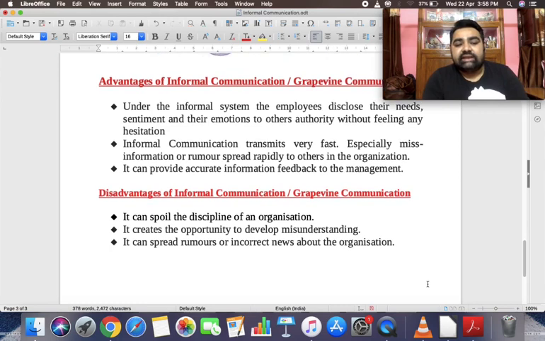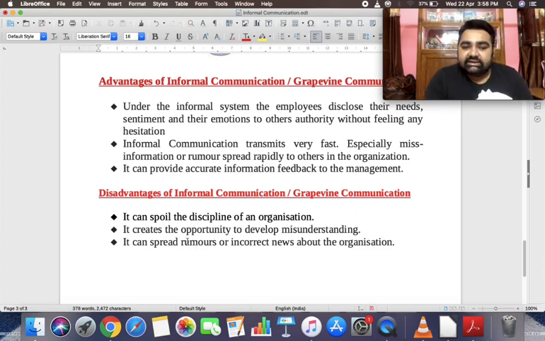Now the disadvantages of informal communication. The first point is, it can spoil the discipline of any organization. So if any kind of rumors spread, it can spoil the discipline of the organization, and which will create a very bad image of the organization. So it is very important to find the source of the spread of the rumor and to stop it.